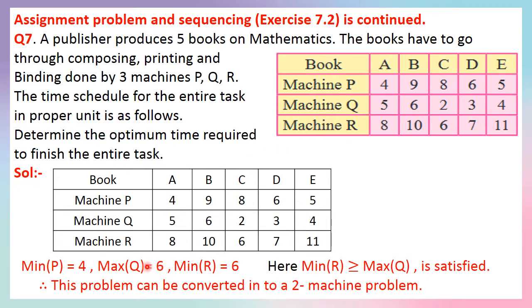by considering the minimum timing of machine P, which is 4, the maximum timing of machine Q, which is 6, and the minimum timing of machine R, which is 6 units. So the condition minimum of R greater than or equal to maximum of Q is satisfied. We have 2 conditions, any one should be satisfied. Here the second condition is satisfied, so we can convert this 3-machine problem into a 2-machine problem.